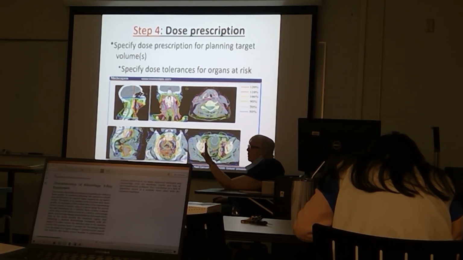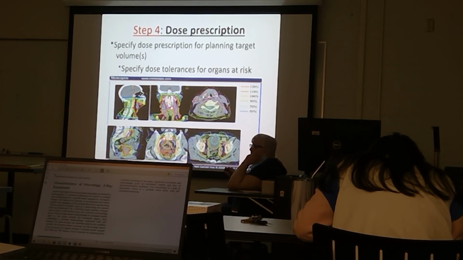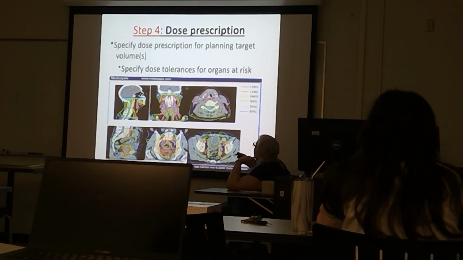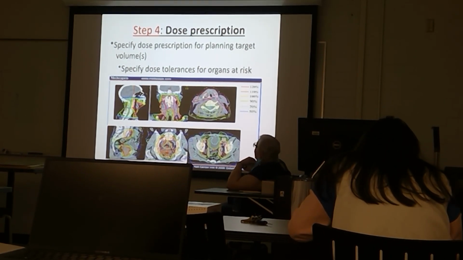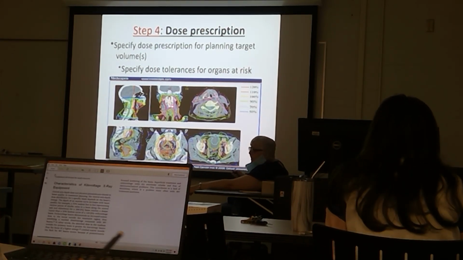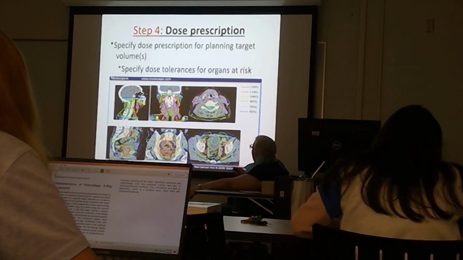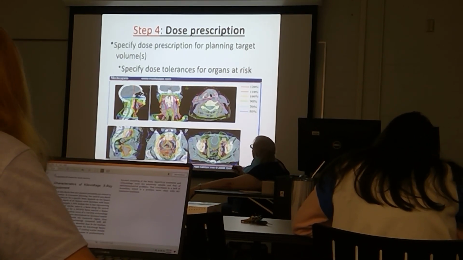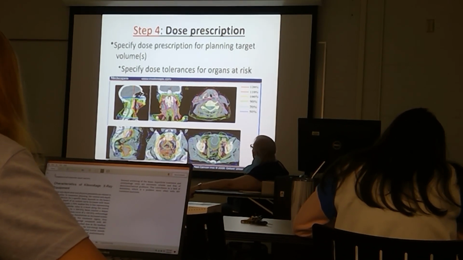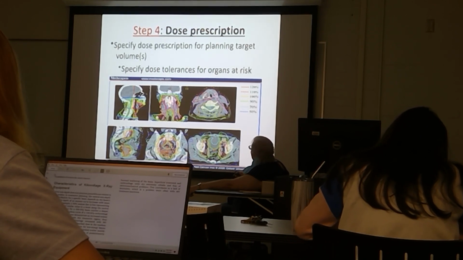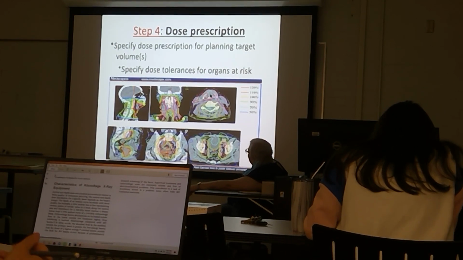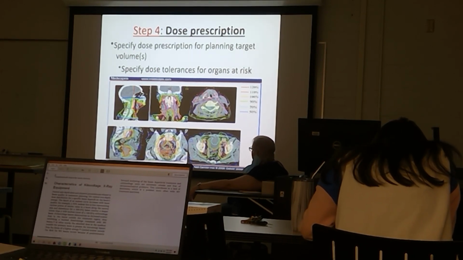This is a bad plan. We would never accept that these days, even for a 3D plan. If you're prescribing to 100%, which most people do, this area, which is 120, would be unacceptable, and the orange would be unacceptable as well. It's a bad plan, to be honest.